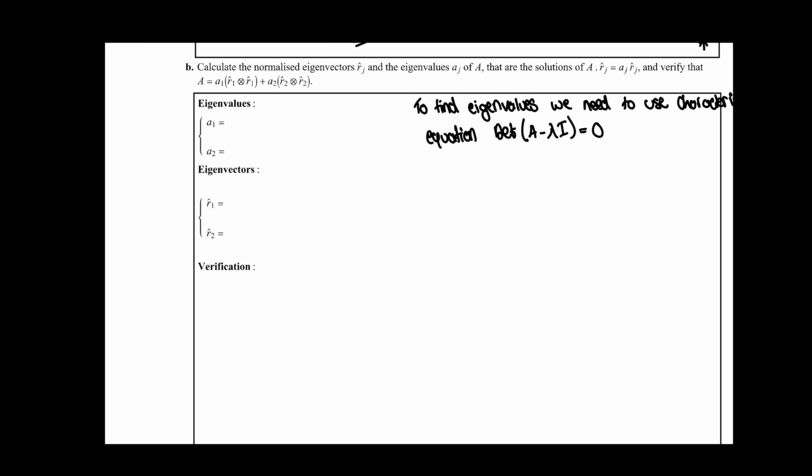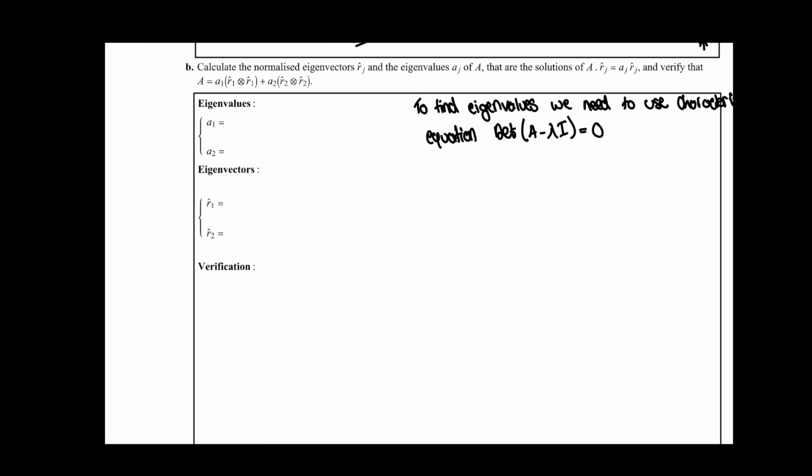If we work out the determinant of this, we get 2 minus lambda multiplied by 2 over 3 minus lambda, minus 1 over 4 is equal to 0. When we expand that out, that gives us the quadratic equation lambda squared minus 8 over 3 lambda plus 13 over 12 is equal to 0. So our two eigenvalues would be 13 over 6 and a half. Of course the question uses a1, a2, but I tend to use lambda.